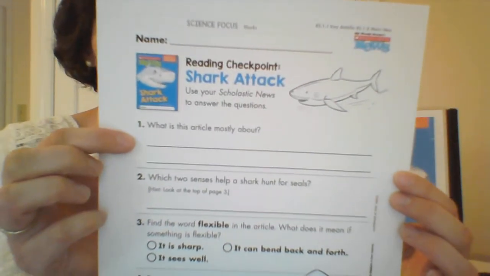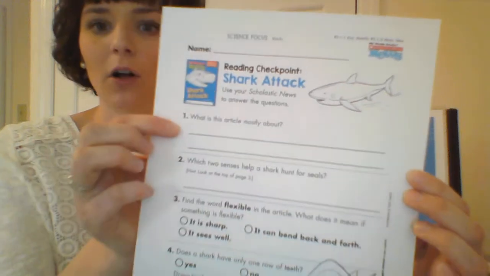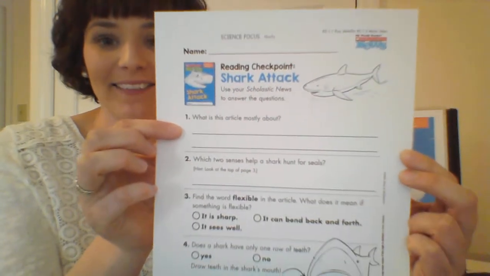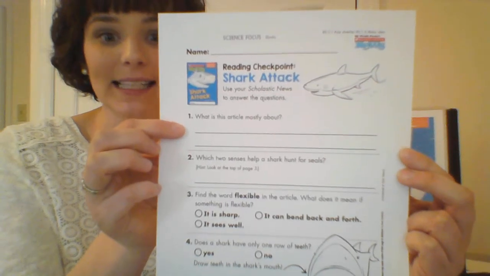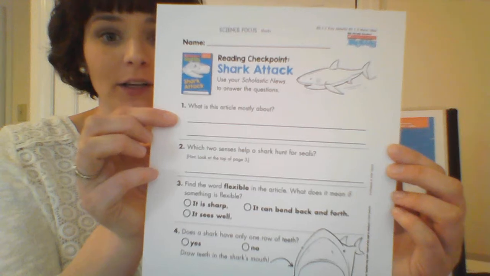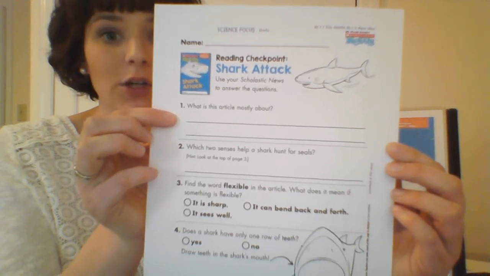So we look at our reading checkpoint sheet. The first question asks us, what is the article mostly about? That question is asking us to identify the main idea. And we said the main idea is how sharks use their bodies to catch food. So for number 1, we're going to write sharks use their bodies to catch food.